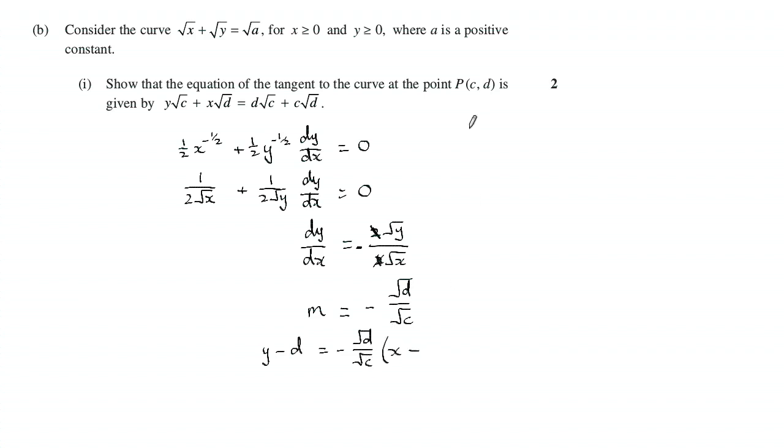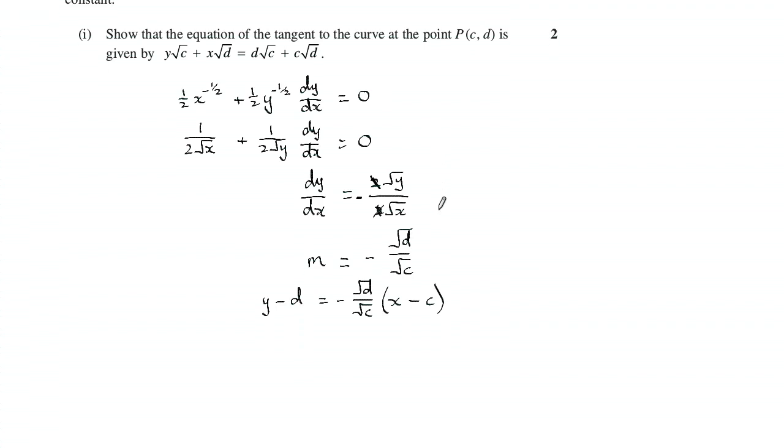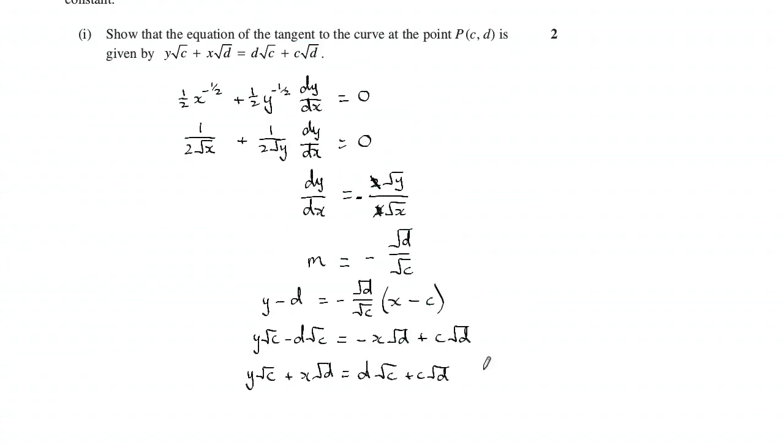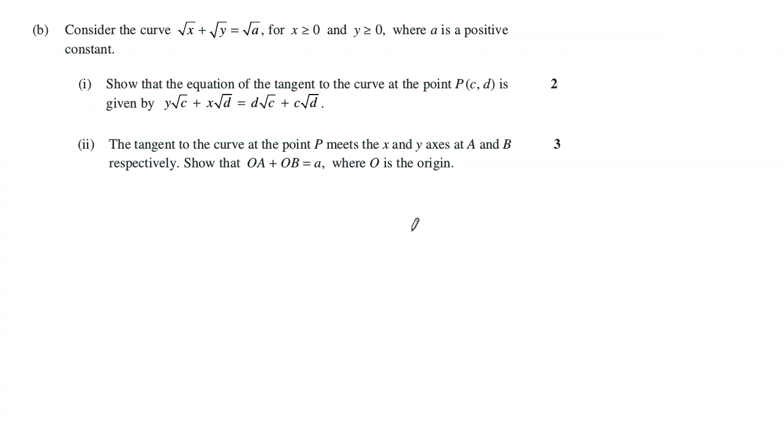Times x minus x1, which is c. And then we just need to rearrange this until we get something that looks like that. So let's multiply both sides by root c. And then they've got the x and y over the left and all the constants over the right. So let's just shift that over there and shift that over there. That's it. Part 2.